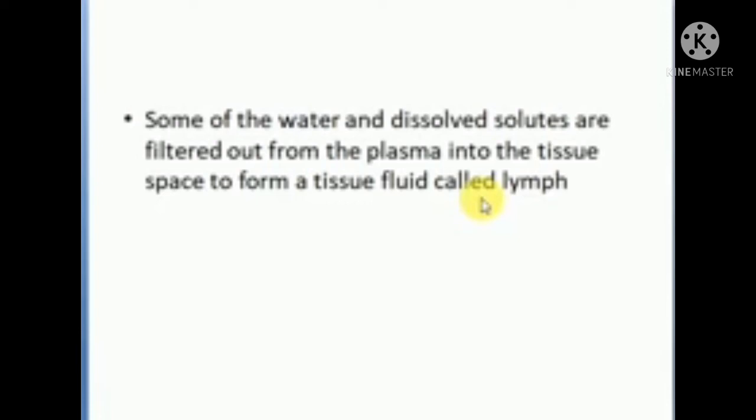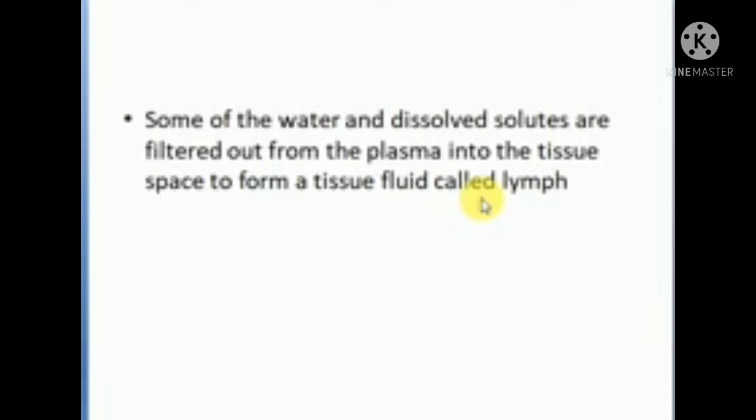Lymph has all the elements of blood except RBC and platelets. Lymph has no RBC and platelets, so there is no red color. It is colorless. Why? Because there is no RBC and no platelets. So it is yellow in color and contains white blood cells or lymphocytes, which help in fighting infections.